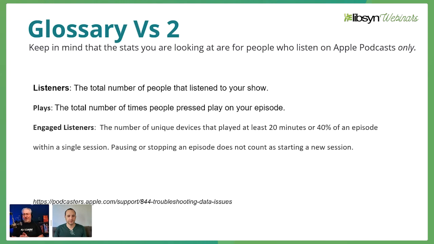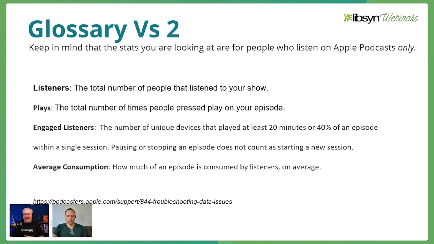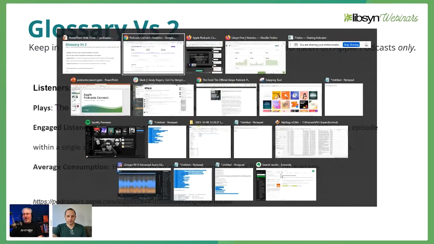The engaged listener is the number of unique devices that played at least 20 minutes or 40% of an episode within a single session. So these are people that are just clicking and they're listening for a majority of your show here, at least. And it says pausing or stopping an episode does not count as starting a new session. So either at least 20 minutes or 40% of an episode within a single session is an engaged listener. And then last, average consumption. How much of an episode is consumed by listeners on average?